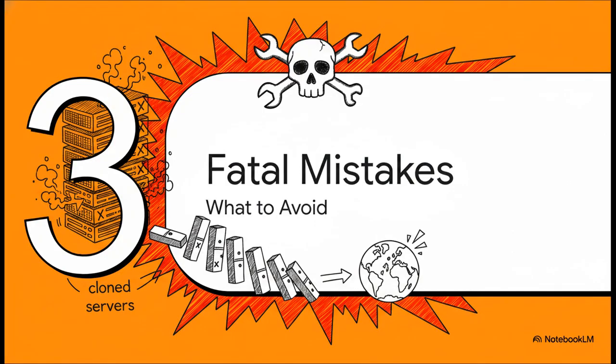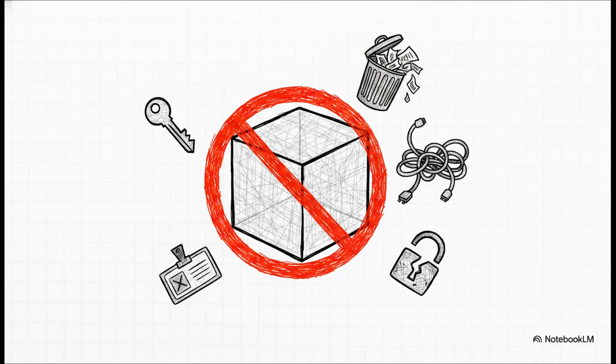Section 3, fatal mistakes to avoid. Okay, we are entering the danger zone. There are certain things you should absolutely never, ever bake into your template. First up, SSH host keys. If you leave these in, all your cloned machines will share the exact same cryptographic key. That's a catastrophic security vulnerability.